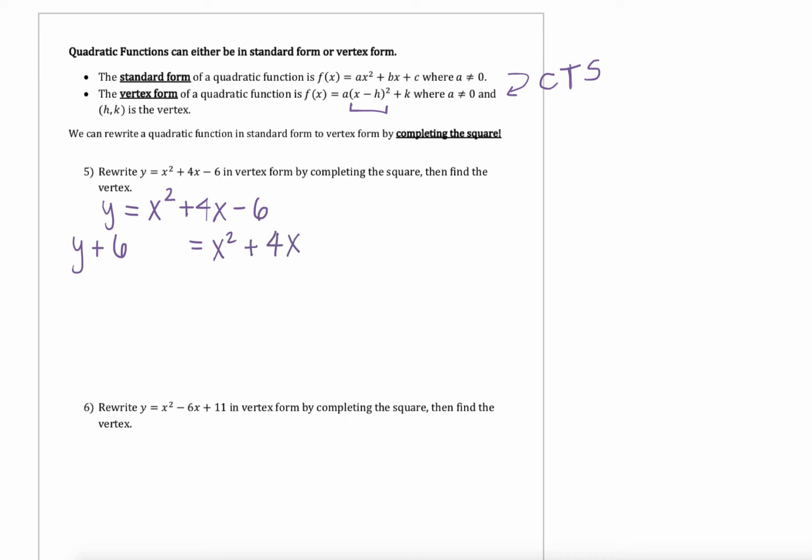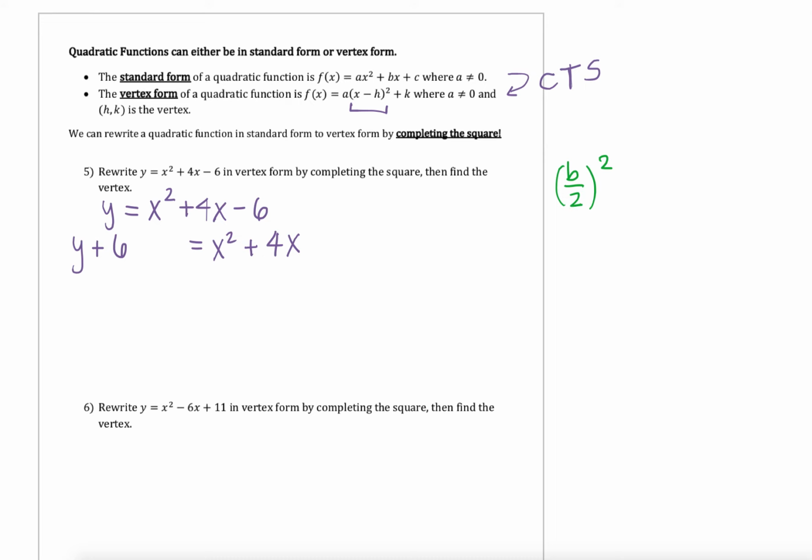Now you'll notice I left a big space after the plus 6 before the equal sign, and I did that deliberately on purpose. The reason I did was our next step was we wanted to add that (b over 2) squared term to each side.